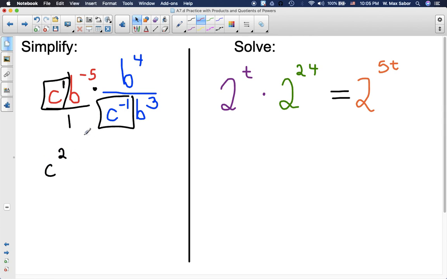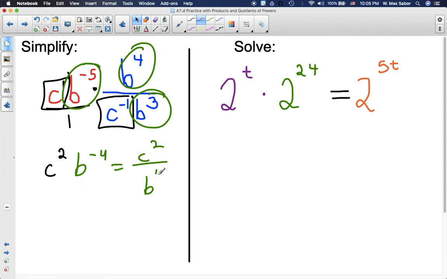c to the 2nd. Now we're multiplying, so we'll add those. Negative 5 plus negative 4 is negative 1. Minus 3 is negative 4. So that ends up being c squared b to the 4th over b to the 4th.